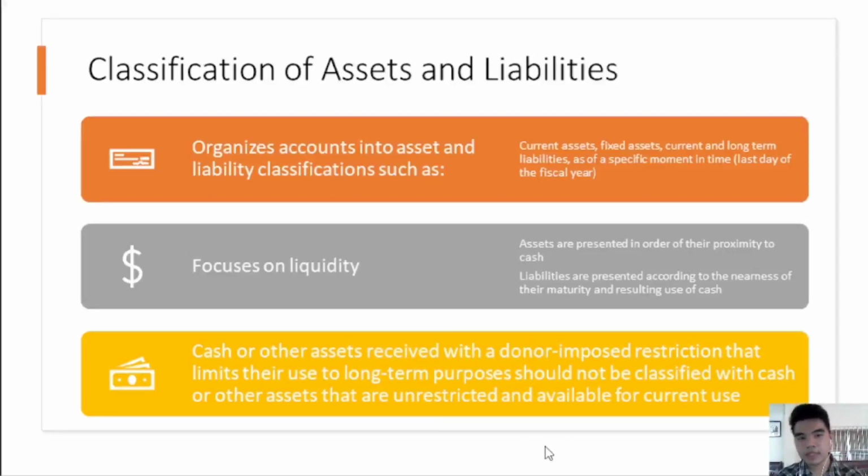Also, the statement of financial position of a non-profit organization is similar to that of a for-profit organizations or corporations because it focuses on liquidity. Assets are presented in order of their proximity to cash, and liabilities are presented according to the nearness of their maturity and resulting use of cash.